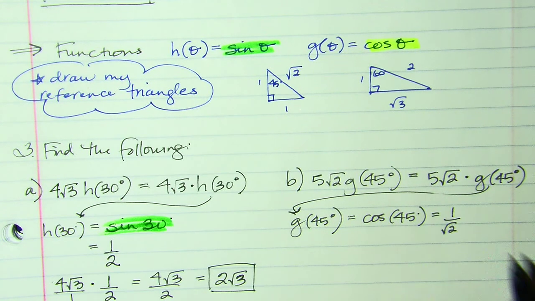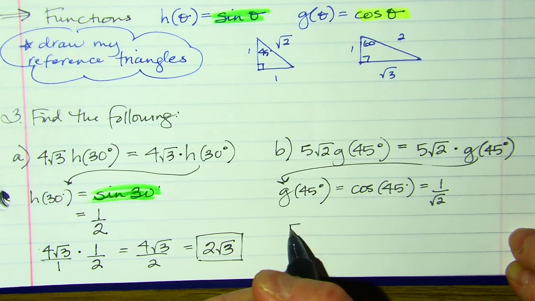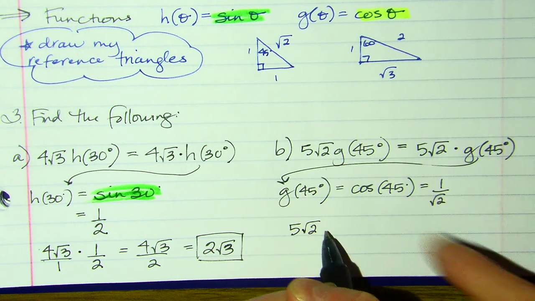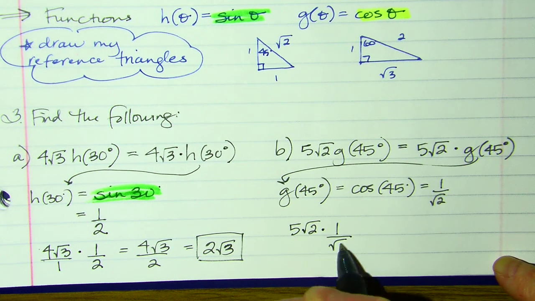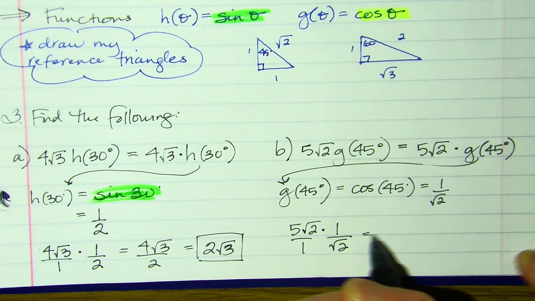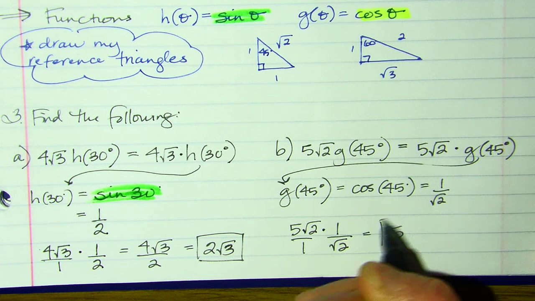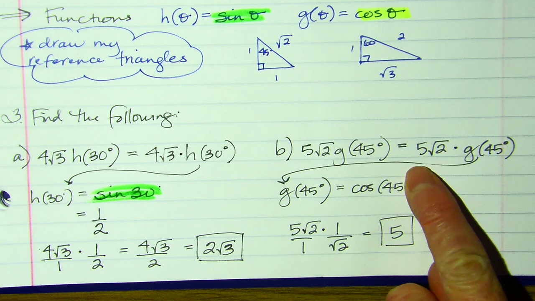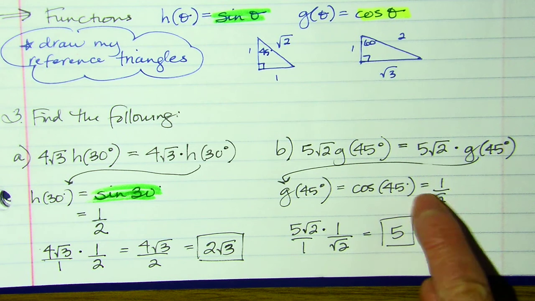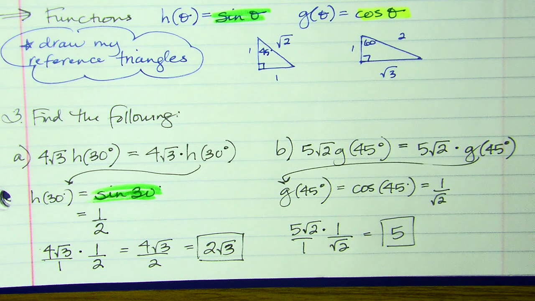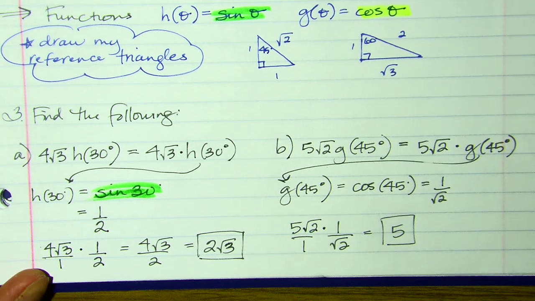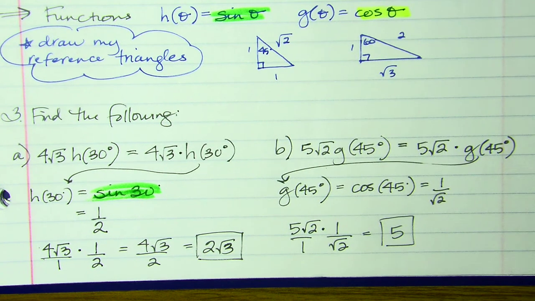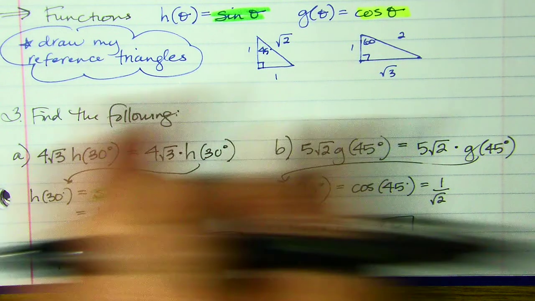Remember, I can rationalize now or later, but now I'm going to bring down the 5 root 2 times 1 over root 2, and that gives me just 5. So I simplify this part first. You can keep this out front if you like, but I'm simplifying the function first and then multiplying it. And so those are your answers. All right, let's move on.